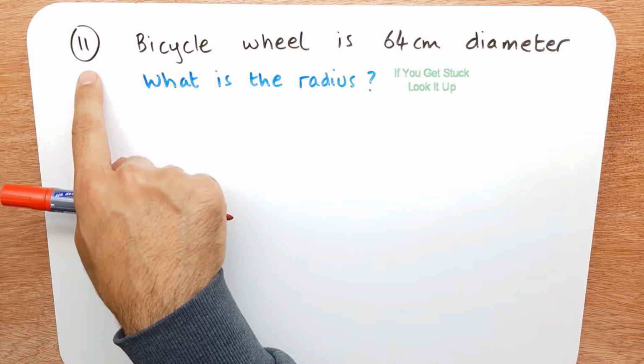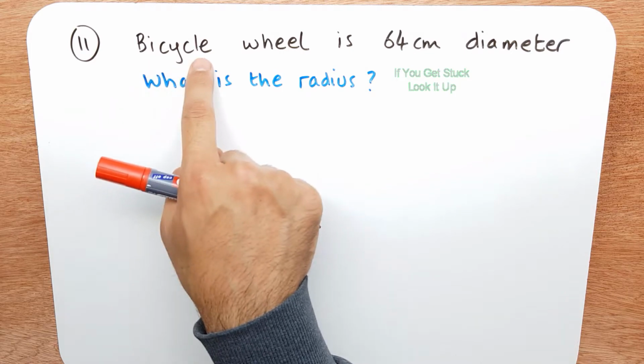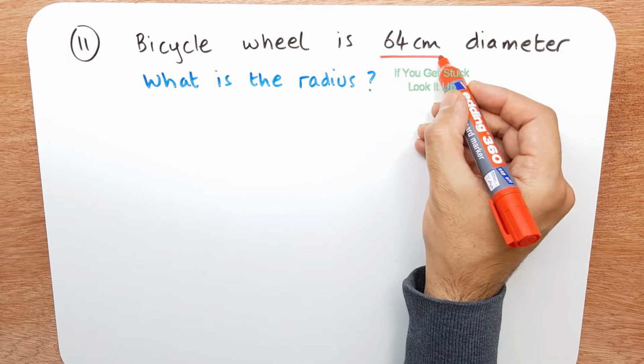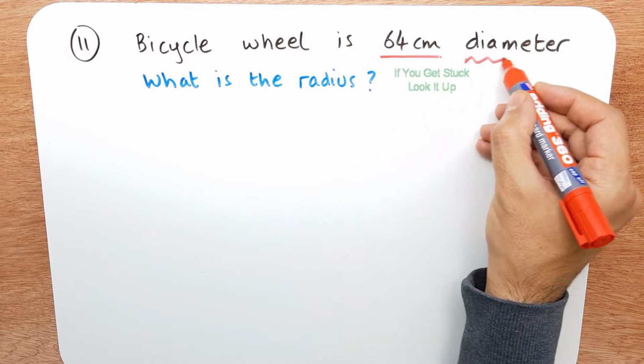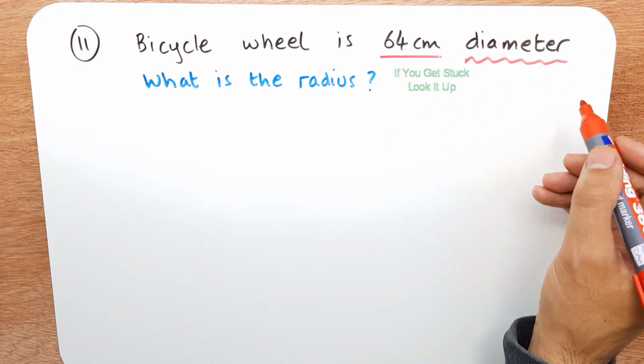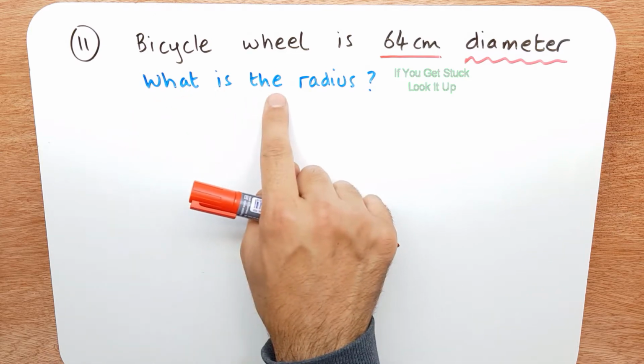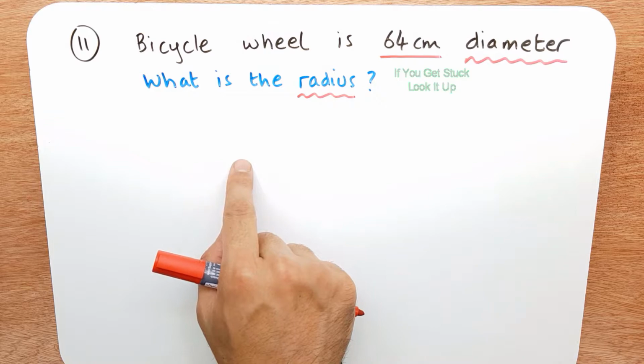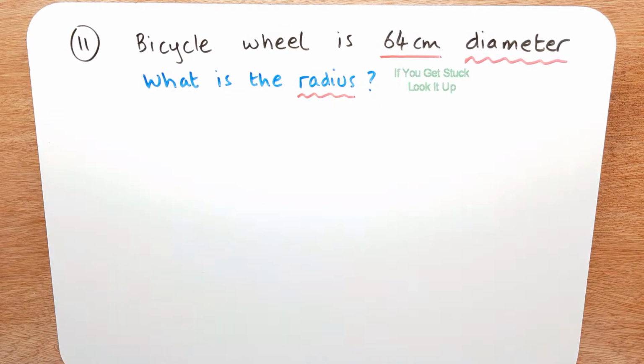In question 11, we're given that a bicycle wheel is 64 centimeters in diameter, and they want us to work out the radius. Now I'm going to show you parts of a circle I want you to learn.